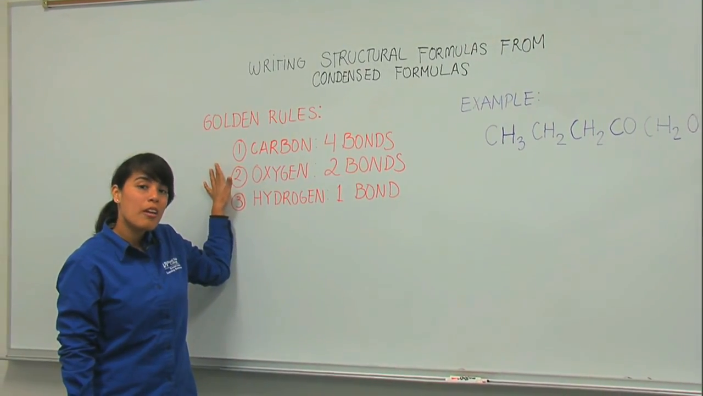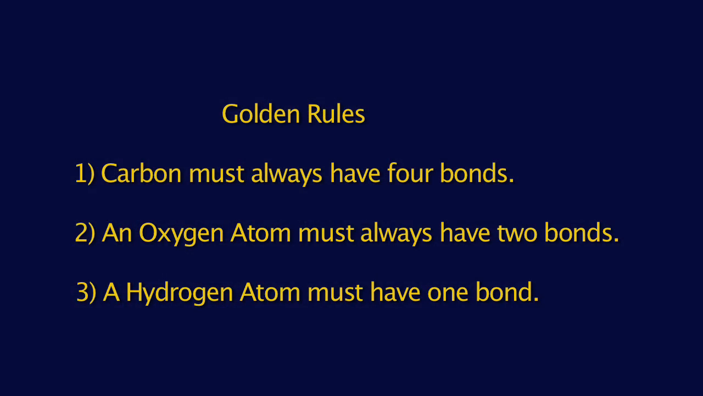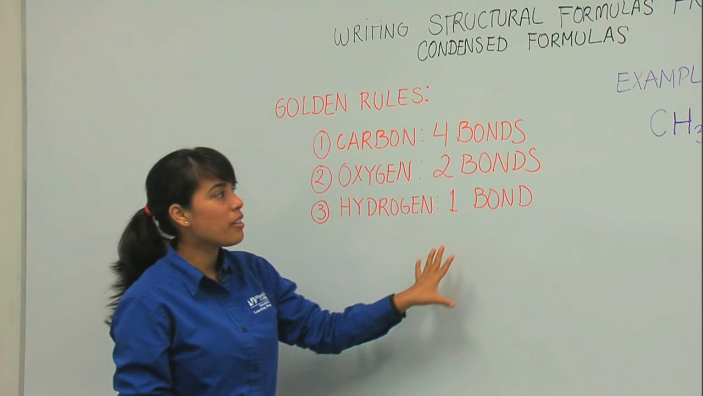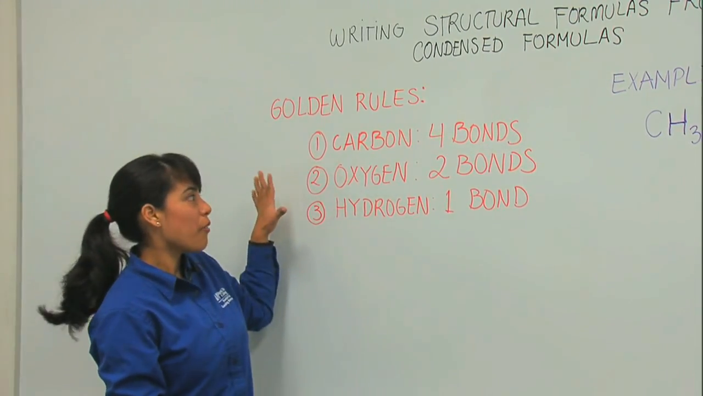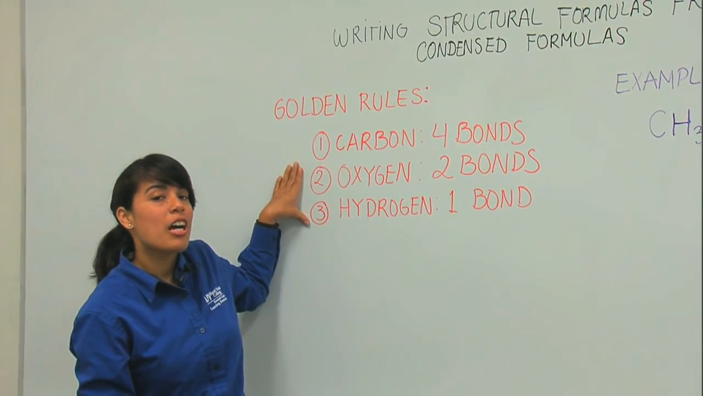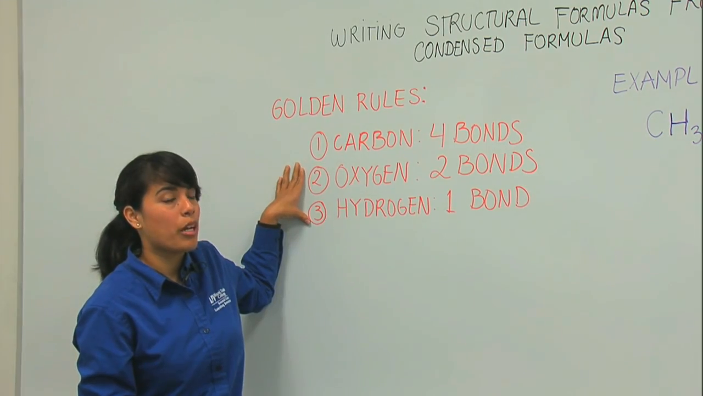Rule number 1, carbon must always have 4 bonds. Rule number 2, an oxygen atom must always have 2 bonds. And rule number 3, a hydrogen atom must have 1 bond. So let's take a look at one example. You have to learn these 3 rules by heart and apply them in any problem that you encounter.